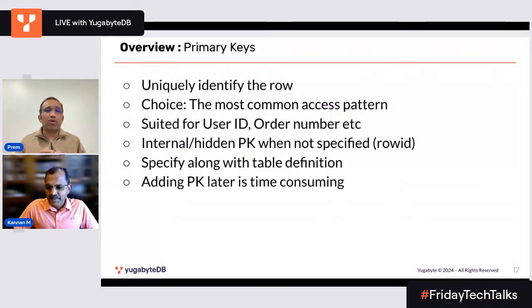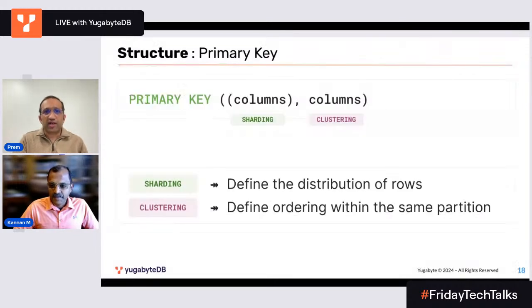If not, this is very important, if not explicitly specified, YugabyteDB will automatically generate an internal row ID as primary key. This is not visible to the user. So always remember to add a primary key when you create the table. That's because if you define a primary key after the data is loaded, the whole table has to be reordered and could take a lot of time depending upon the data size.